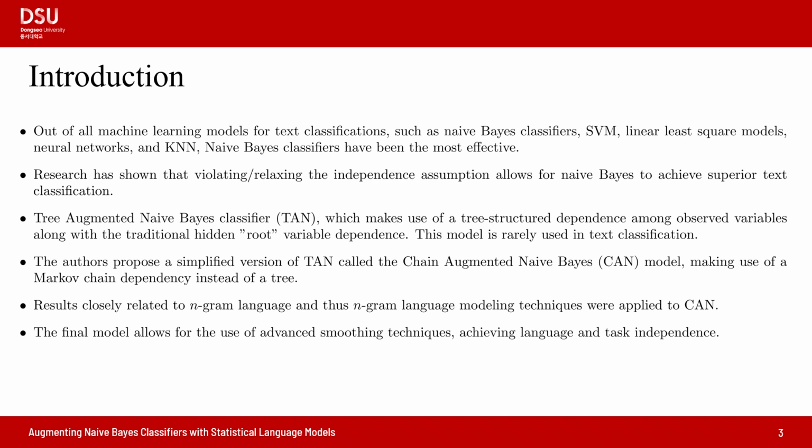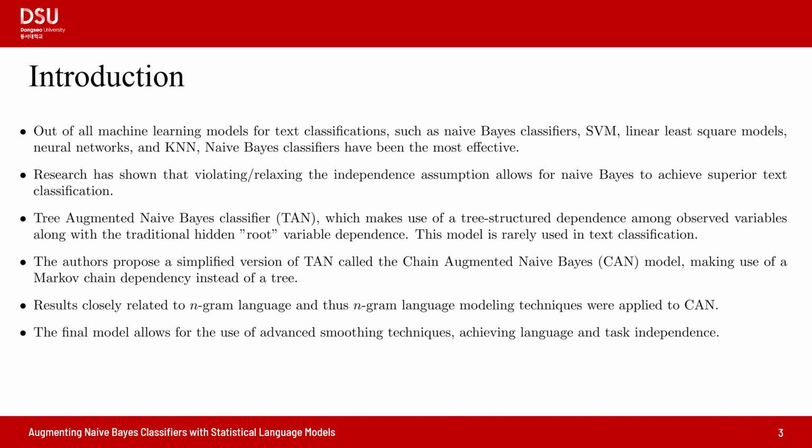So this is going to be the base of the paper for the authors, and they talk about another method, which is the tree augmented naive Bayes classifier, or TAN, which makes use of a tree structured dependency. So we are violating the independence assumption and making a tree structured dependency among the observed variables, along with the traditional hidden root variable dependence. But this model is rarely used in text classification.